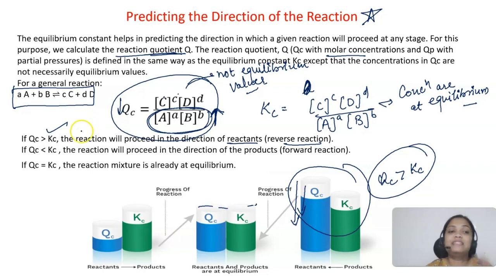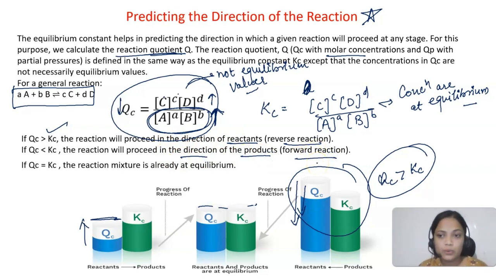Now if Qc is less than Kc, now you see here if the value of Qc is less than Kc, now same case, we want कि Qc बढ़ जाए, the reaction will want that Qc should increase so that it achieves equilibrium. अब Qc बढ़ने के लिए क्या होगा? प्रोडक्ट की कंसंट्रेशन बढ़नी चाहिए. So प्रोडक्ट की कंसंट्रेशन कब बढ़ेगी? When the reaction will proceed in the direction of product, means in the forward direction.